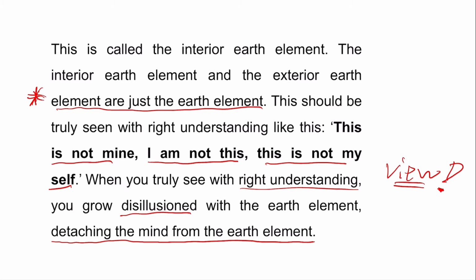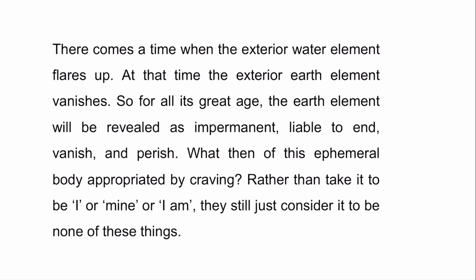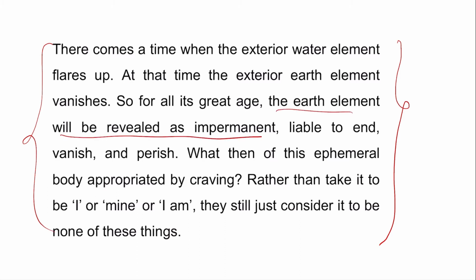This is deep though. And he said there are times when the exterior earth element vanishes. This is what Sariputta tried to explain, that there will be a time that the earth element is also impermanent. You think of this planet Earth. In one particular sutra, the Buddha talked about, there is a sutra called Sun Sutta. Eventually, in the very far future, there will be 7 suns.